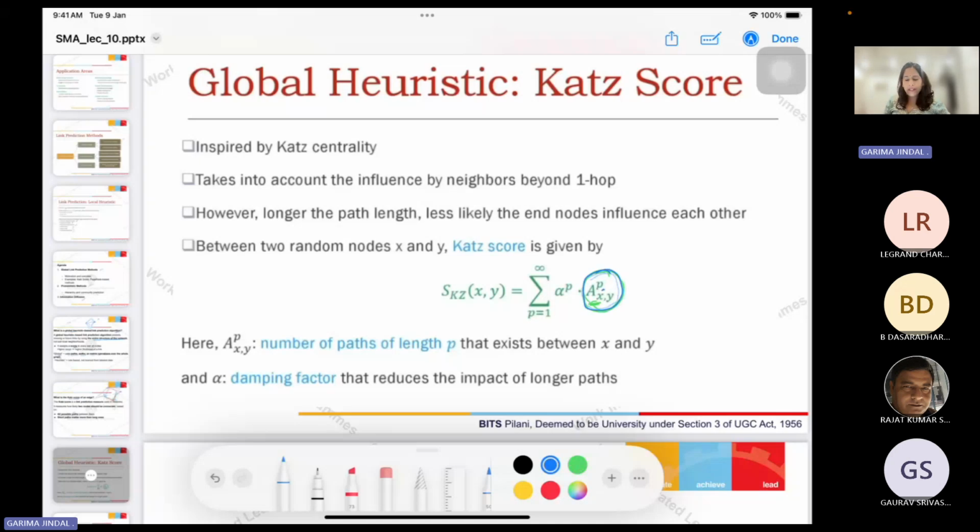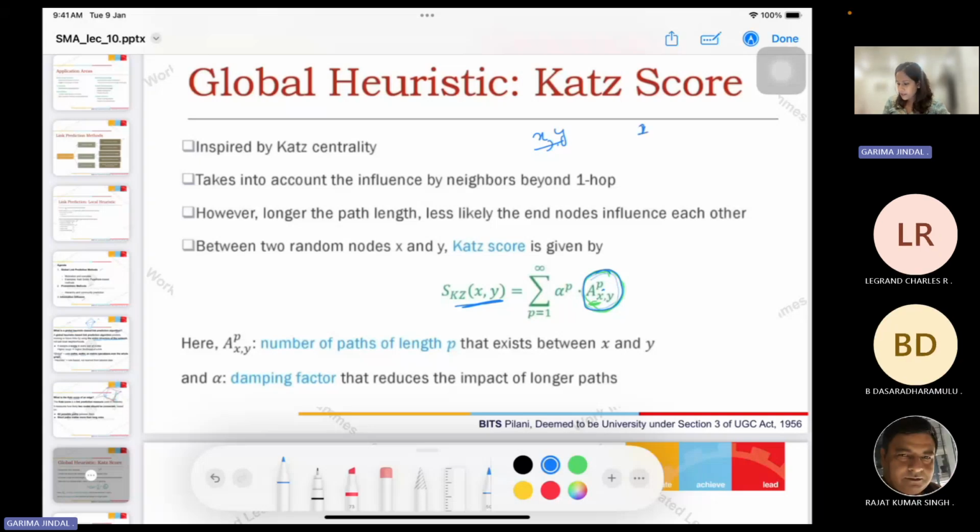In this particular algorithm, first we will consider that I have this pair of nodes, x and y. Then I'll calculate how many paths there are of length 1, 2, 3, 4, and 5. Let us suppose that 5 is the maximum length in the network. I'm going to consider how many paths there are to reach from x to y of length 1, 2, 3, 4, and 5.